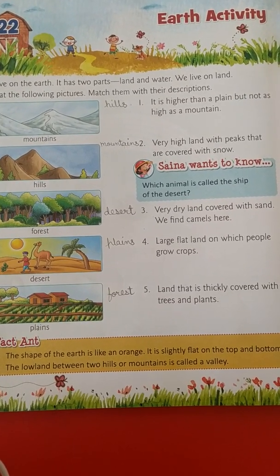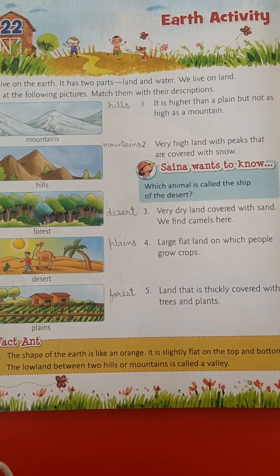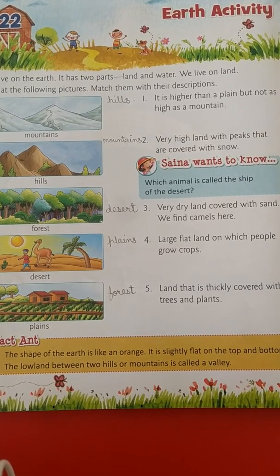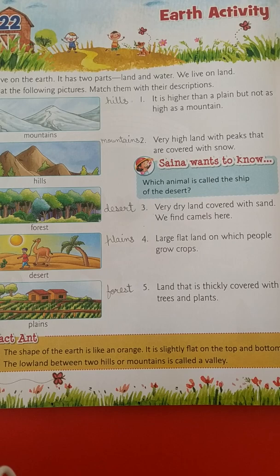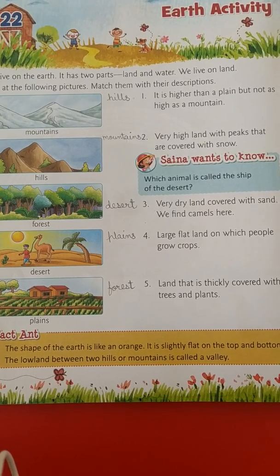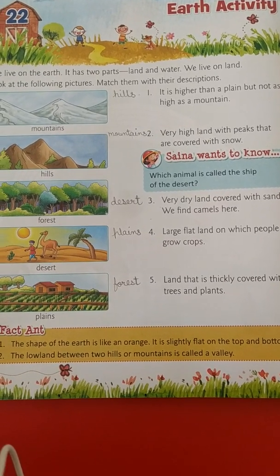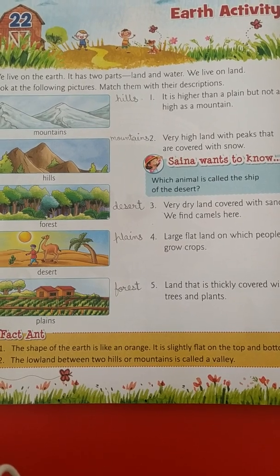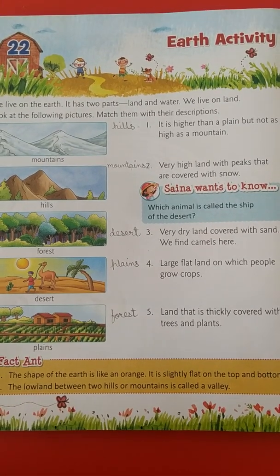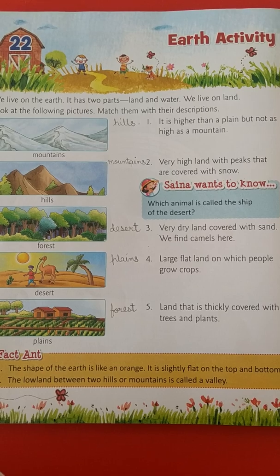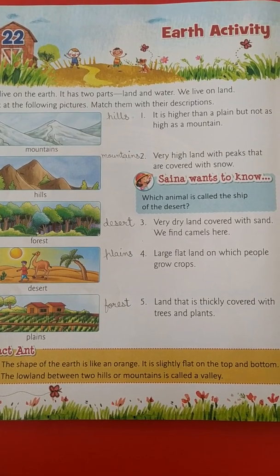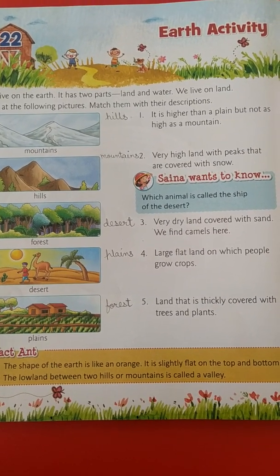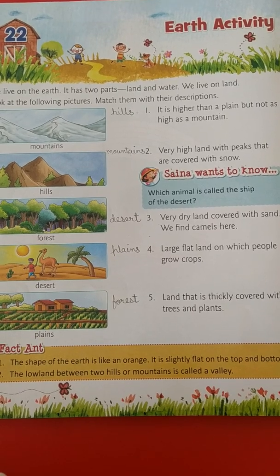Number 2, these are very high land, very high, with peaks. What are peaks? Peaks are the triangular shaped parts that are covered with snow. Okay, these highland peaks are covered with snow. These are mountains.